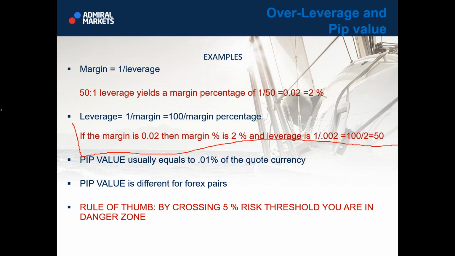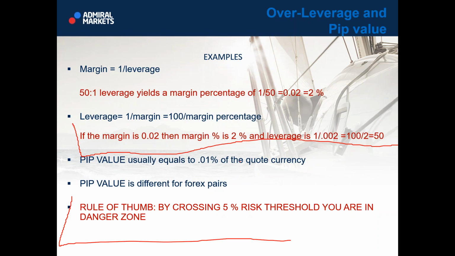Okay? Now, what is a pip value? Pip value usually equals 0.01% of the quote currency. Okay? Pip value. So 10,000 pips equals 1 unit of currency. We will talk about it. Pip value is different for Forex pairs. Rule of thumb: by crossing the 5% risk threshold, you are in the danger zone.